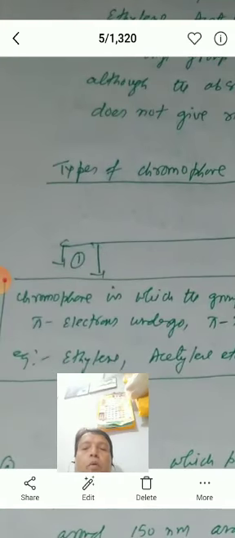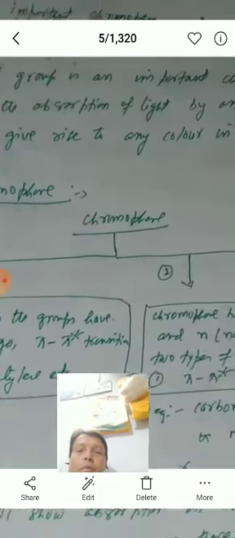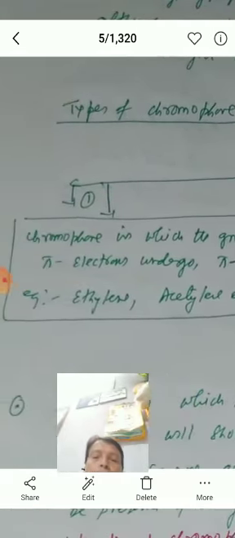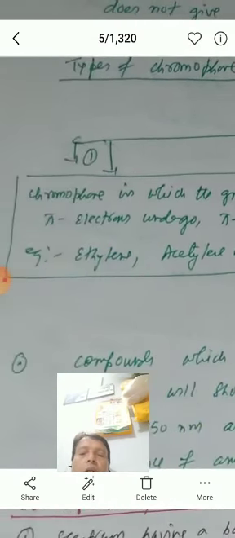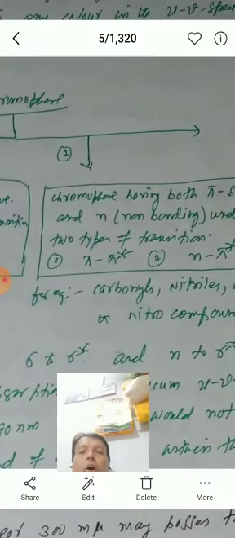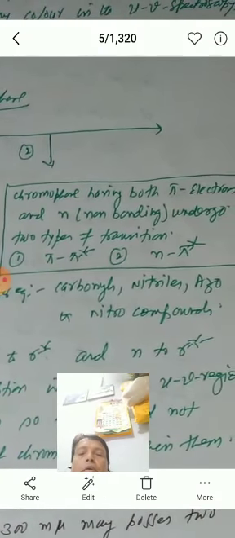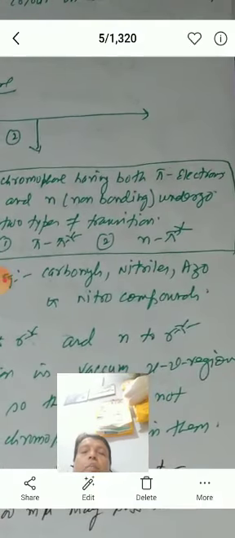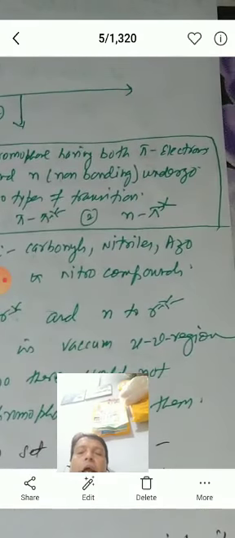What are the different types of chromophore? Basically, chromophores can be divided into two types. Number one is chromophores in which the groups have pi electrons and undergo pi to pi star transition. Examples are ethylene, acetylene, etc. In the second type, chromophores having both pi electrons and n, that is non-bonding electrons, undergo two types of transition, that is pi to pi star transition and n to pi star transition. Examples are carbonyls, nitriles, azo and nitro compounds.